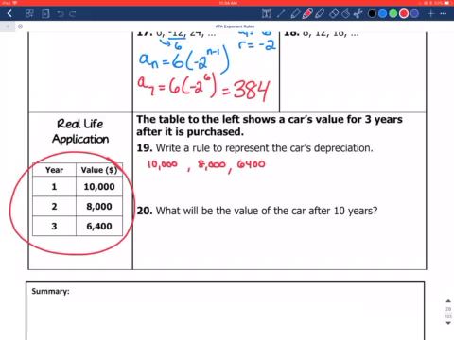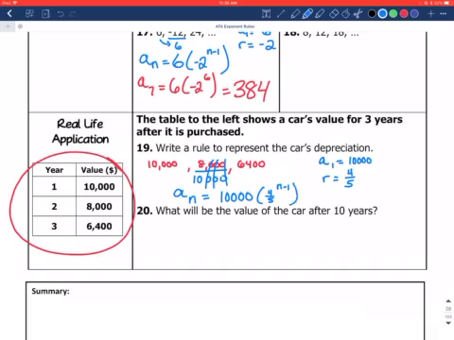So we have 10,000, 8,000, and 6,400. Our first term is obviously 10,000. And then to find the ratio, again, we would take this 8,000 and divide it by the term before it, which would be 10,000. Now, after dividing that out, we will get 8 divided by 10, and that will give us 4/5. Okay? So our rule for this would be a sub n. To find the nth term in the sequence, we put the first term and then 4/5 raised to the n minus 1 power.